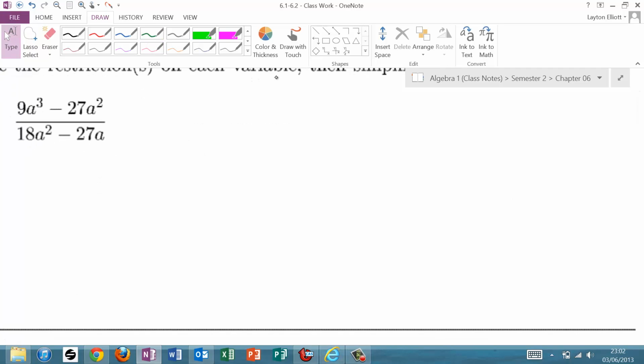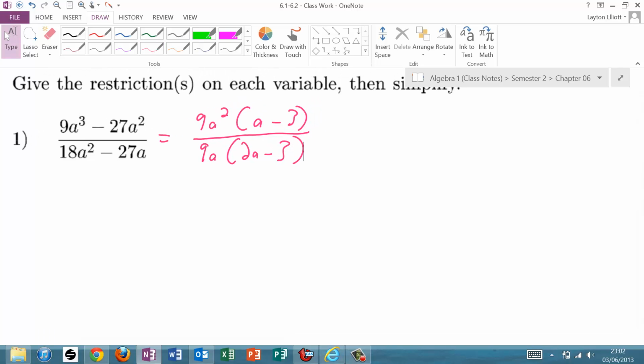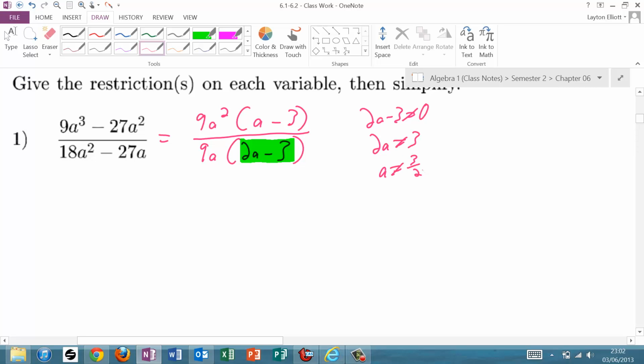Okay, let's factor first. GCF in the numerator, I take out a 9a squared, and I end up with an a minus 3. Denominator, I take out a 9a, and I end up with a 2a minus 3. Beautiful. Let's state restrictions. Whatever makes the denominator equal to 0. So if I look at this piece here, I would end up with 2a minus 3 cannot equal 0. 2a cannot equal 3, and a cannot equal 3 over 2.